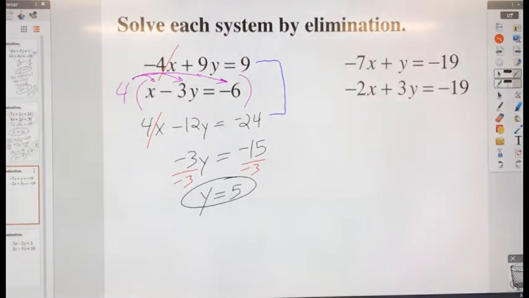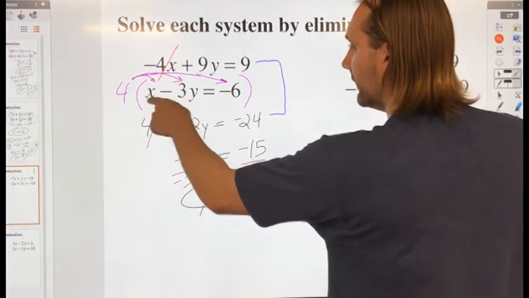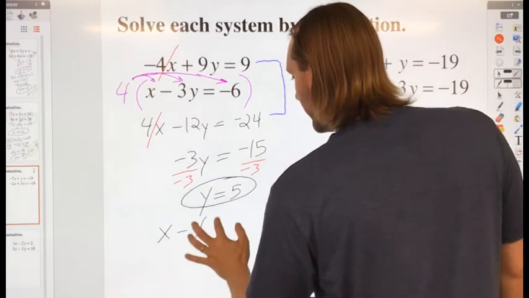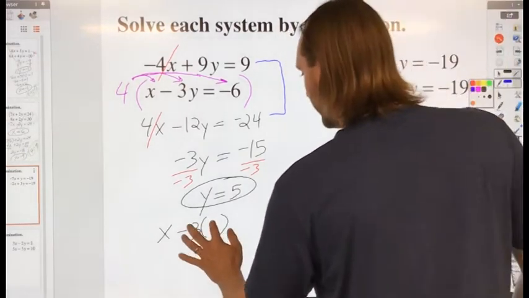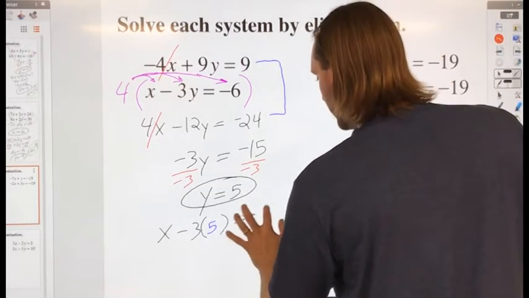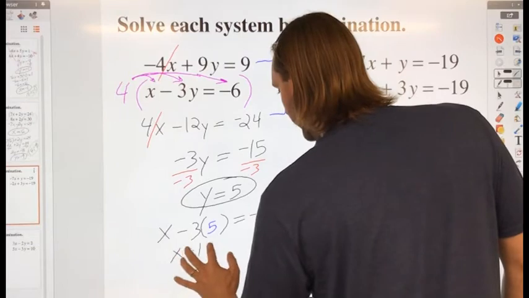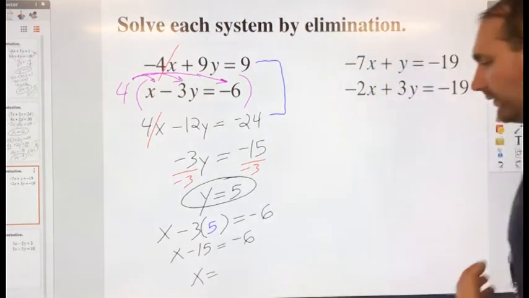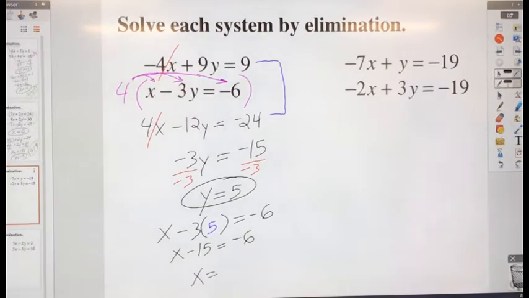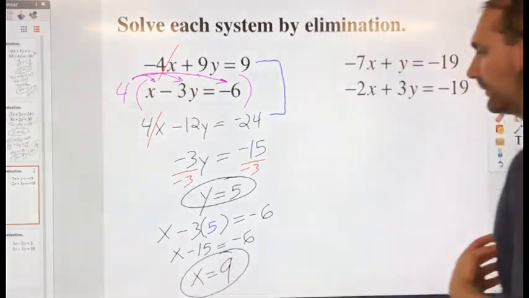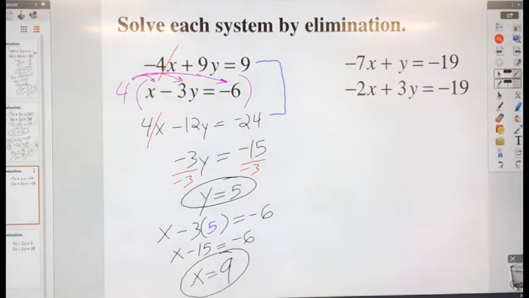There's my y value. Let's plug it in to find our x value. I'm going to plug it into the second one here, which looks a little bit easier to do because I just have an x variable. x minus 3 times y, so minus 3 times 5 equals negative 6. x minus 15 equals negative 6. Add 15 on both sides, x equals 9. So x equals 9 and y equals 5.